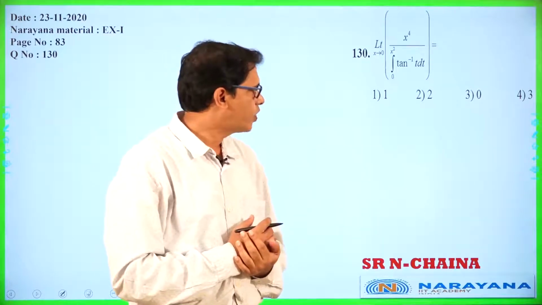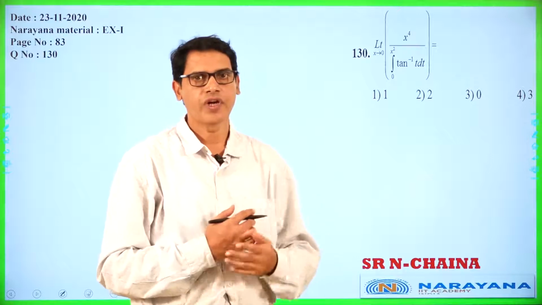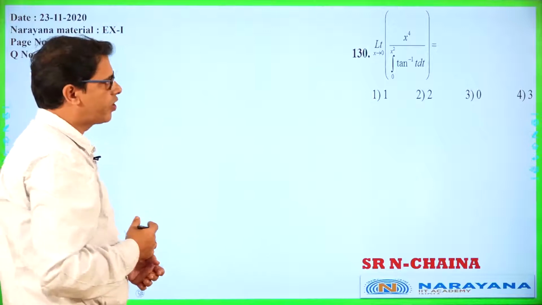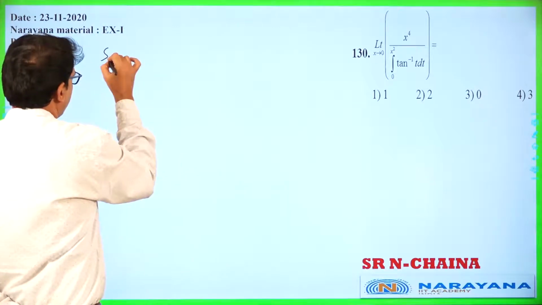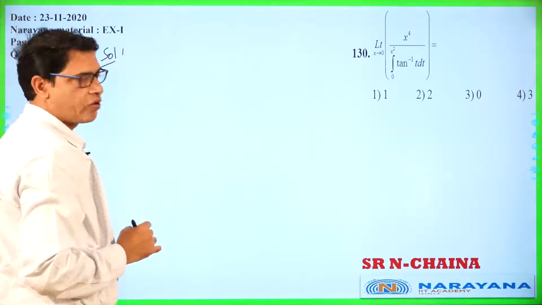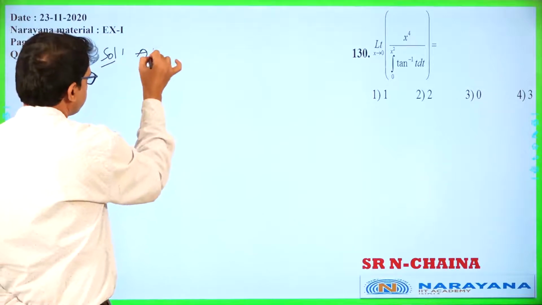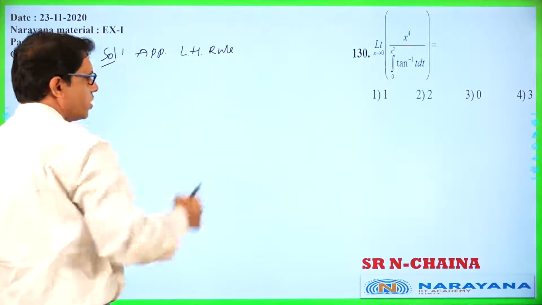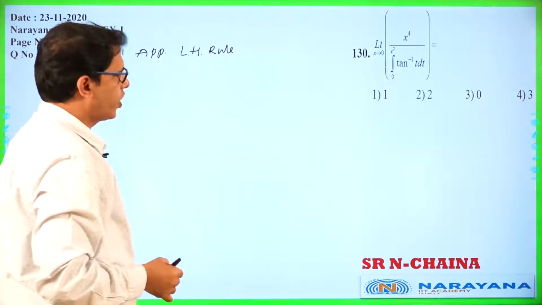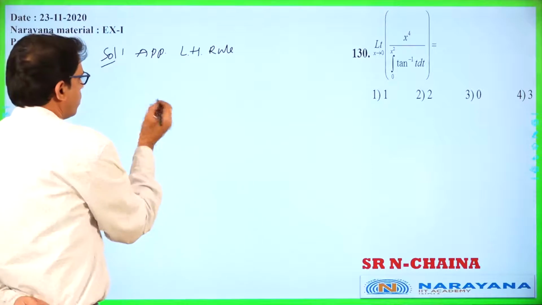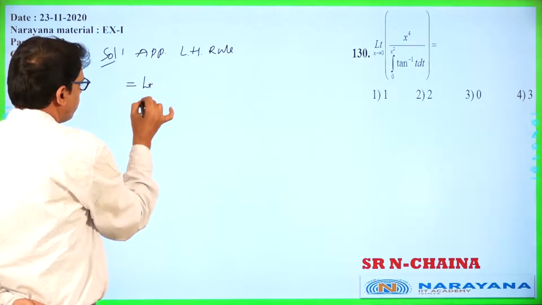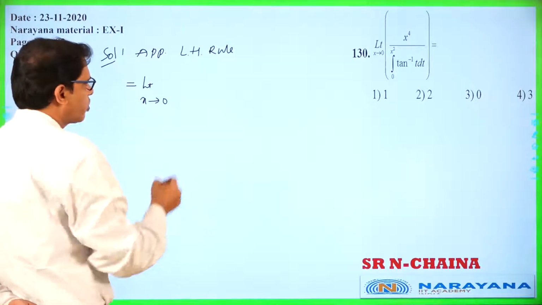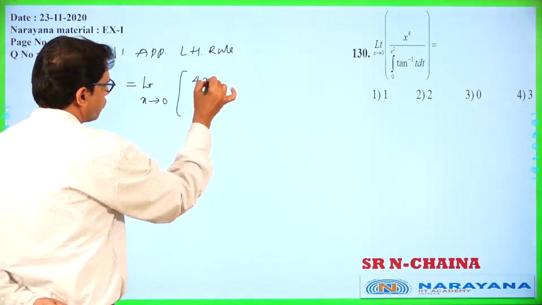So if you get 0 by 0, you can apply L'Hopital rule, LH rule. So here I am applying L'Hopital rule. Why? Because that will be 0 by 0, an indeterminate form. So limit x tends to 0. Derivation of numerator is what? It is 4x cube.